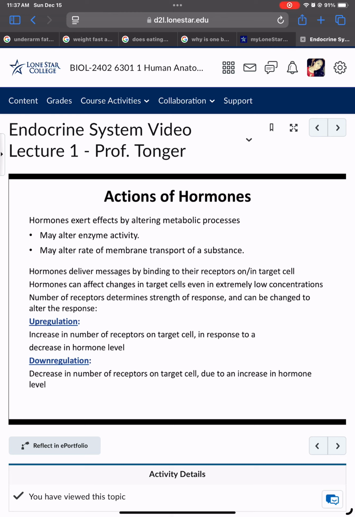We also want to understand that if you alter the number of receptors on a particular target cell, you might change or alter the response of that hormone in that particular cell. And that can be called upregulation or downregulation. Upregulation basically means you increase the number of receptors on the target cell in response to a decrease in hormone level. Similarly, downregulation means you are decreasing the number of receptors due to an increase in hormone level.